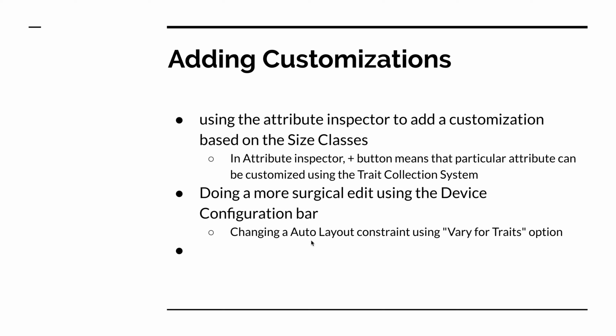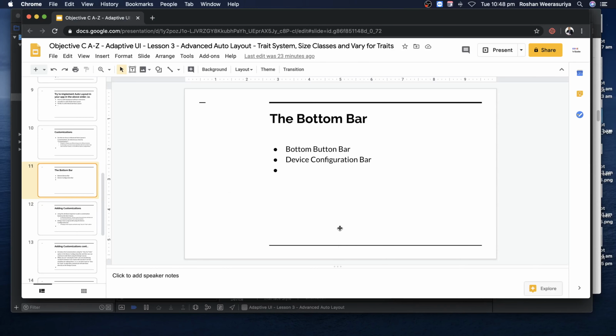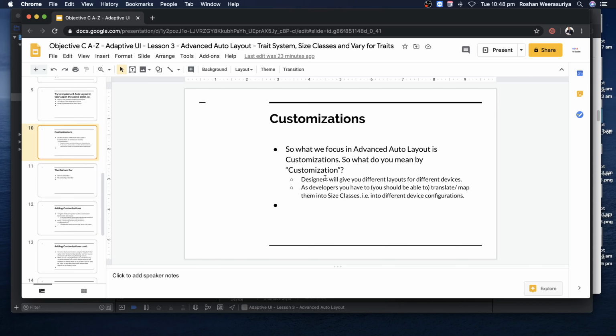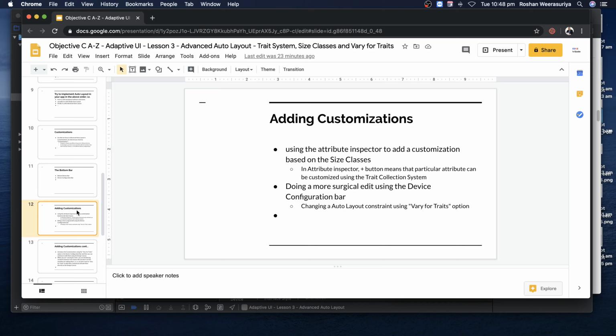Changing an auto layout constraint using the vary for traits option. Let's see how to do this. Using the device configuration bar is another option. Let's do a more surgical edit. So once again, customizations: doing a more surgical edit using the device configuration bar, changing an auto layout constraint using the vary for traits option.